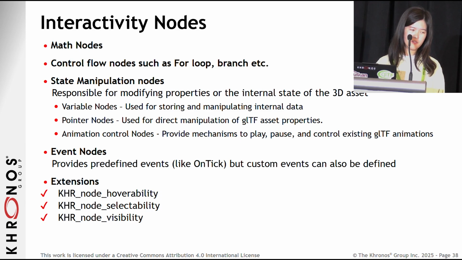There's event nodes like onTick and onStart, as well as custom events. Other extensions can also define their own object model pointers that can be read and written from the interactivity extension. One example here is KHR node visibility. So you can change a node's visibility at runtime through the interactivity graph.